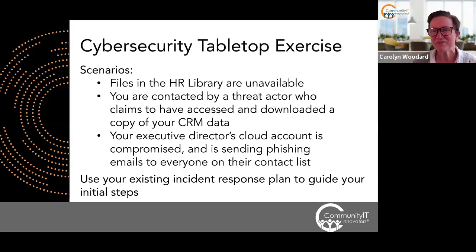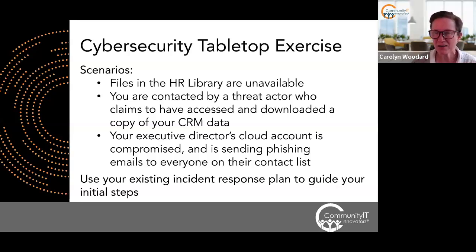But I tried to find some scenarios available online if you don't know where to start, and it's really hard to find them for nonprofits specifically. The scenarios that are out there just don't seem to really fit a lot of what we're seeing and what our organizations do. So we prepared a few. They're here. You can create your own.